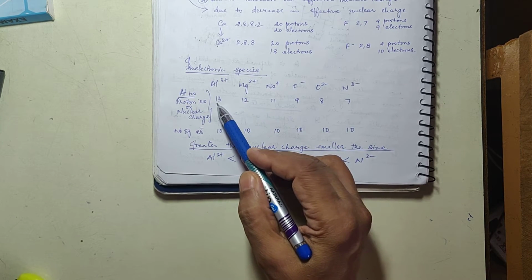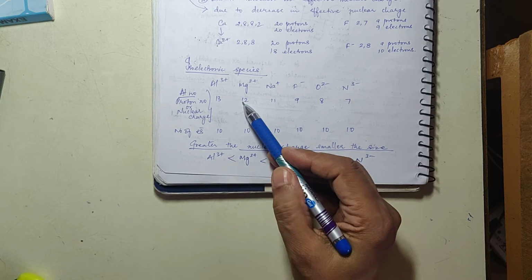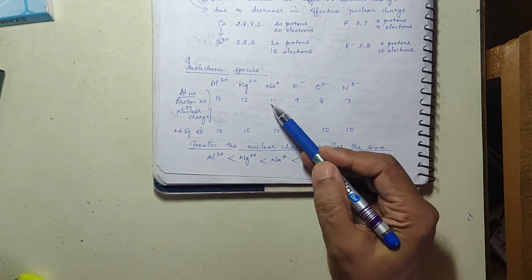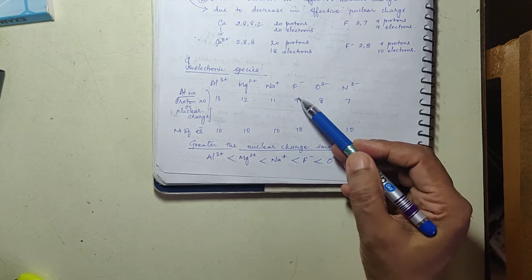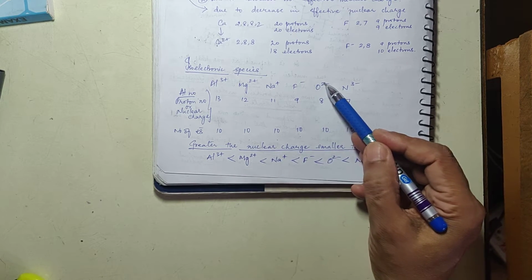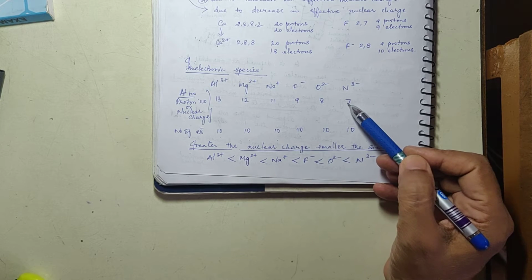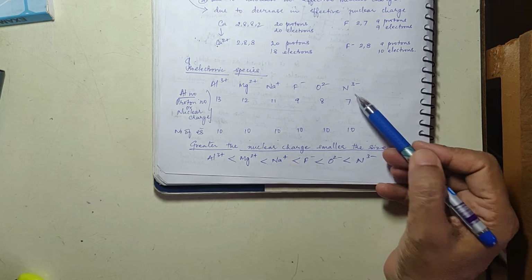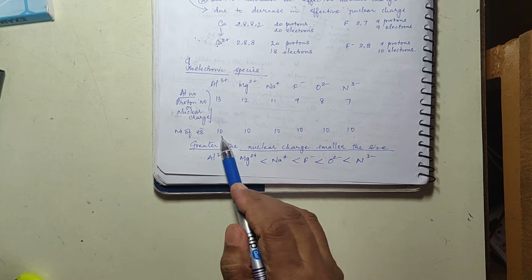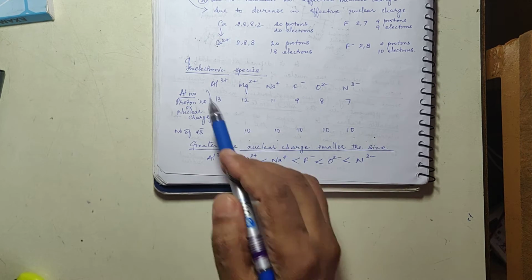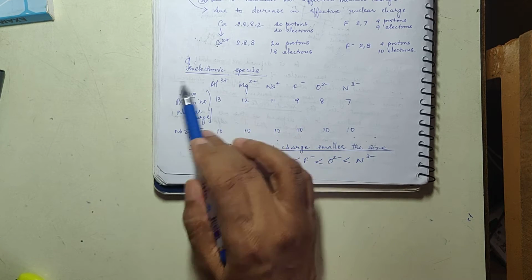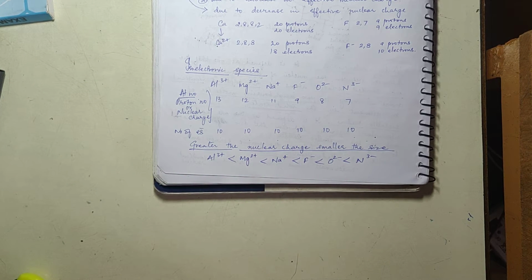Al3+ will have 13 minus 3, that is 10. Mg2+: 12 minus 2, that is 10. Na+: 11 minus 1, that is 10. This is F-, so 9 plus 1, 10. This is O2-, so 8 plus 2 is 10. And this is N3-, 7 plus 3 is 10. Now all of them have the same number of electrons. So this is what you call isoelectronic species: those species having the same number of electrons.